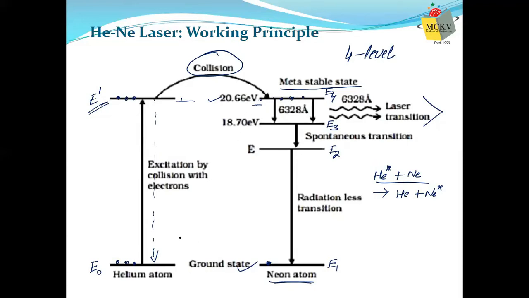Meanwhile, you are doing a continuous process. Please understand, you can supply electrons into that gas mixture continuously. This is not a pulse method. So you are continuously increasing the number of atoms in the metastable energy level. After some time, the number of atoms in E4 will be greater than the number of atoms in E3. N4 will be greater than N3. That means population inversion is achieved between these two energy levels.